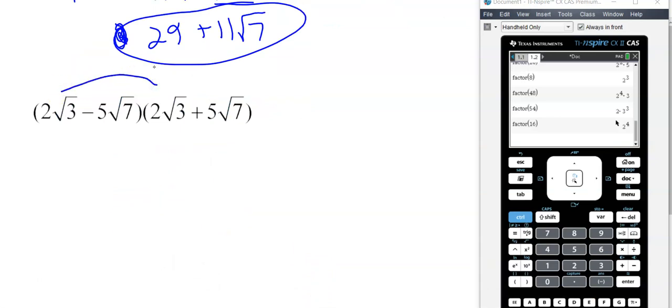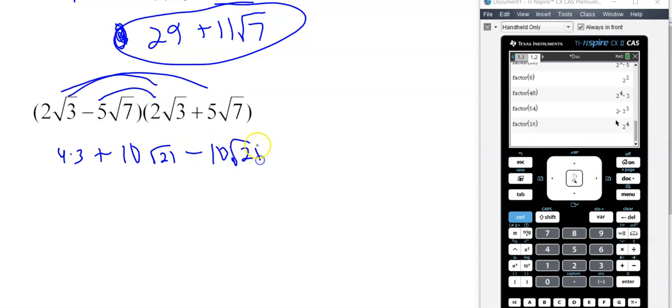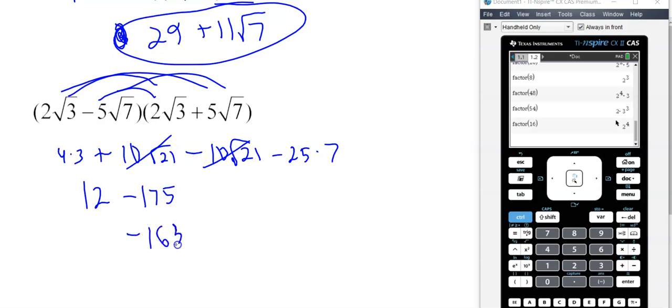So this could be 2 root 3 times 2 root 3 is 4 times root 9, which is 4 times 3, plus 10 times root 21 minus 10 root 21. Oh, that's interesting. Minus 25 times 7, or root 49. So this ends up being 12, that is 0, minus 175. So that'd be negative 163.